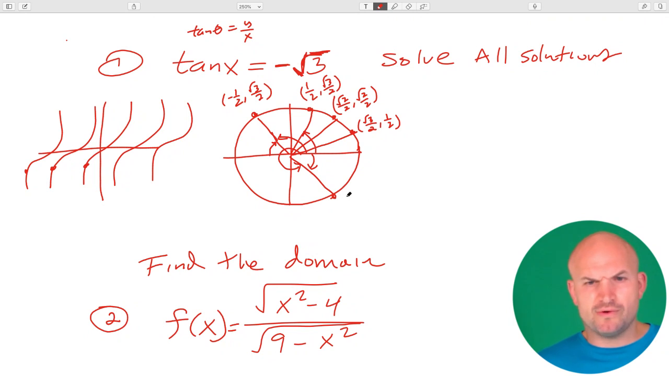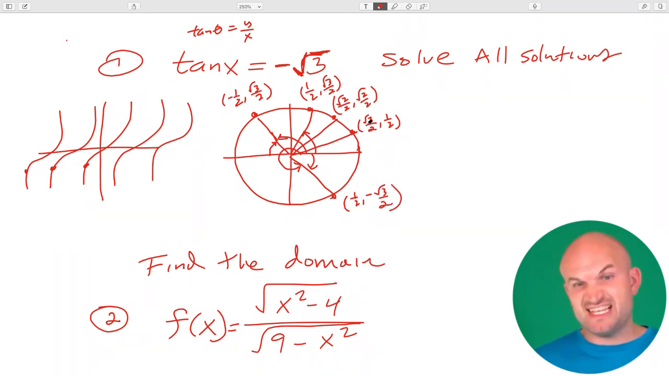The coordinate point for that is 1/2, comma, negative square root of 3 over 2. For both of these, when you take y over x, you can see that it's going to give you a negative square root of 3. So therefore, I can just say the solutions here are x is equal to this angle, which is 2 pi over 3, and this angle, which is 5 pi over 3.